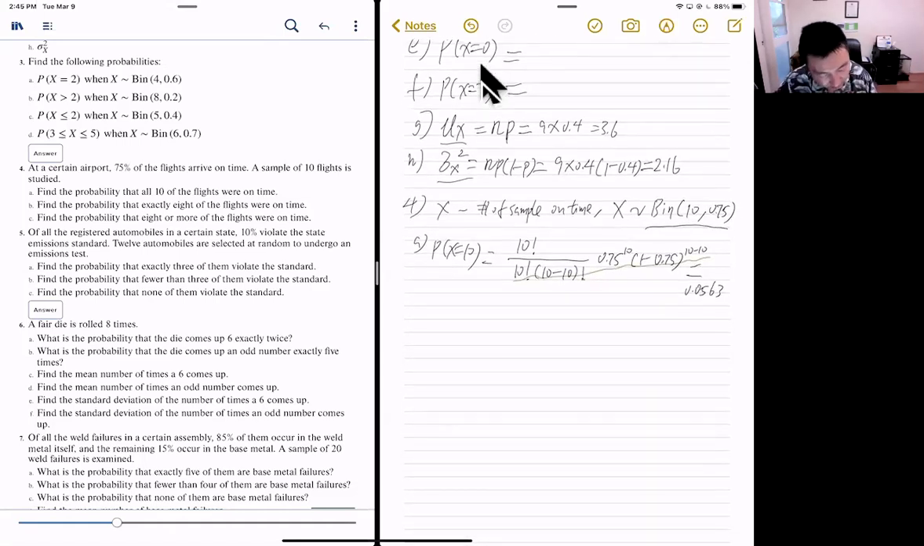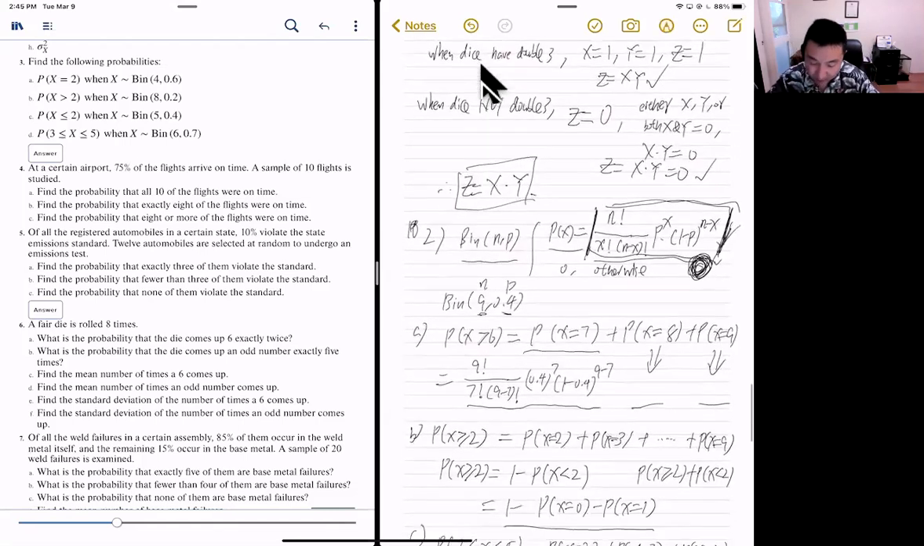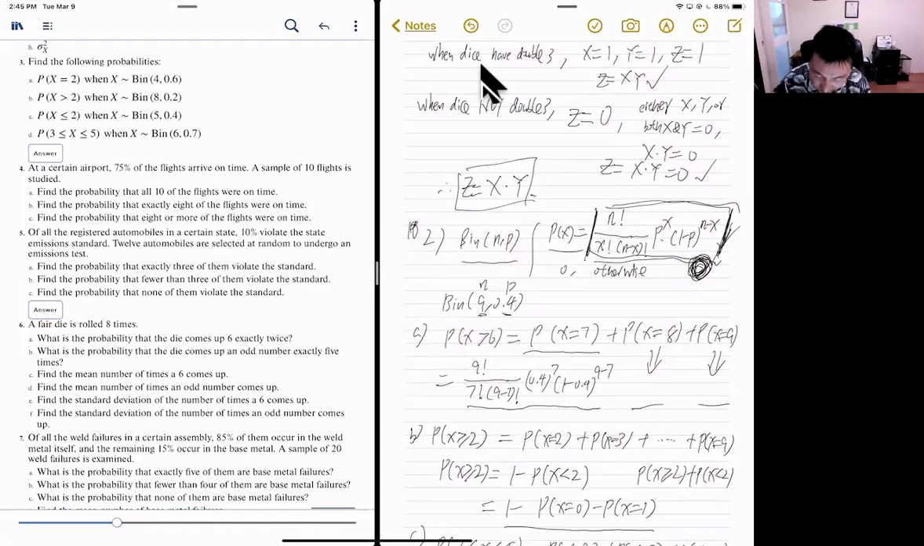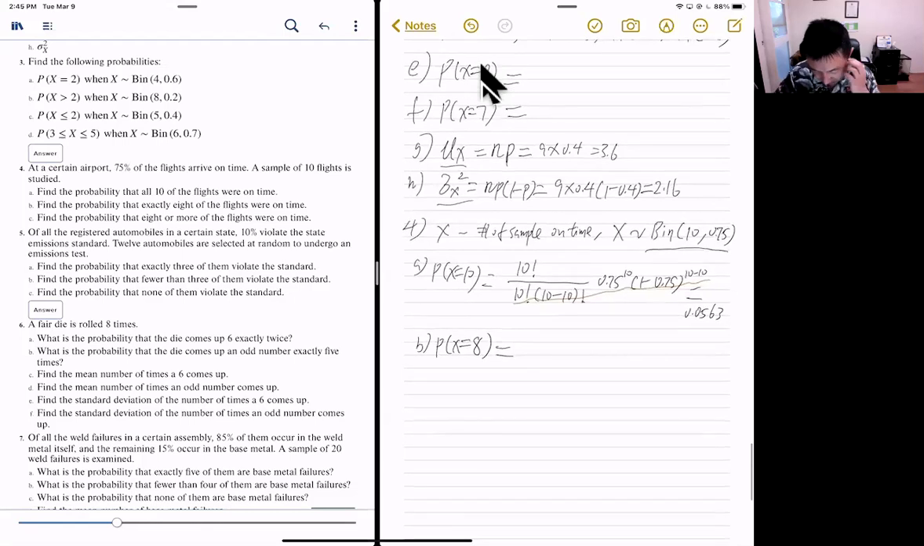B, very similar. Exactly 8 of the flights were on time. So that is P(x) equal to 8. So again, what do we do? I think everybody knows this. We plug in n equal to 10, x equal to 8, p equal to 0.75 in this equation. This equation is the mass function for binomial distribution. And I will just skip the details for P(x) equal to 8.